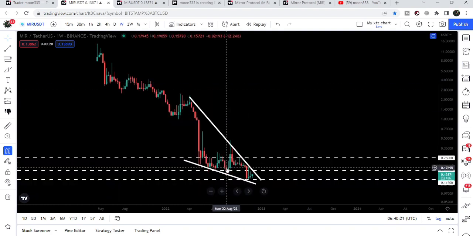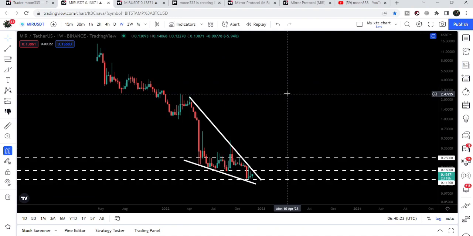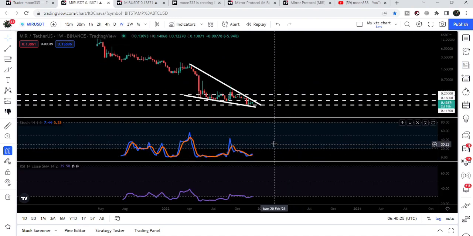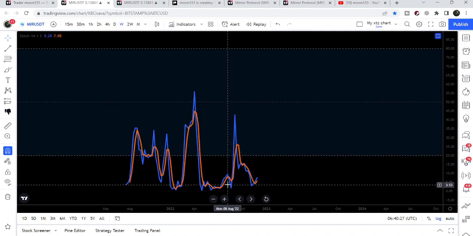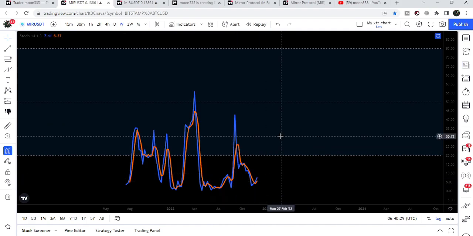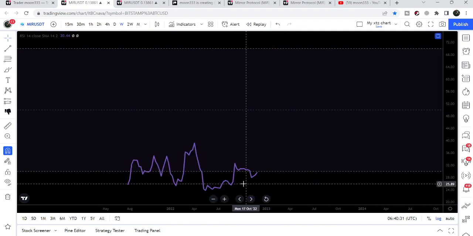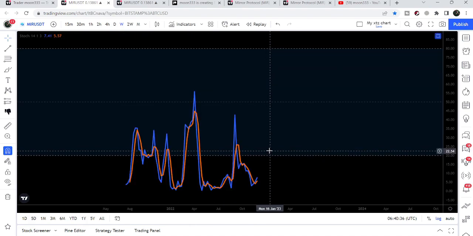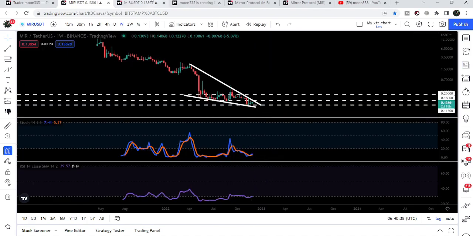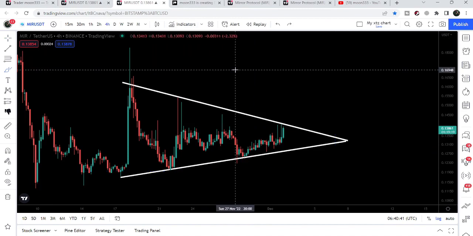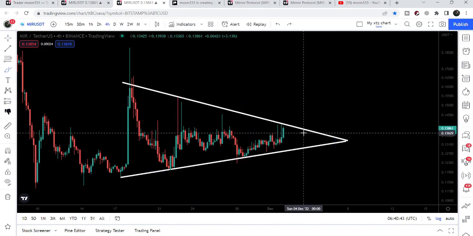Like the price line formed this low here, the next low is lower than the previous low, and stochastic is showing the next low is formed higher than the previous low. And even if we look at RSI, then it is forming a higher low than the previous low. So there is a double bullish divergence on the weekly time frame chart. Therefore there is a high probability that it may break out the resistance of this triangle.